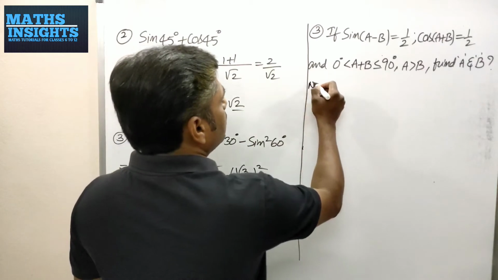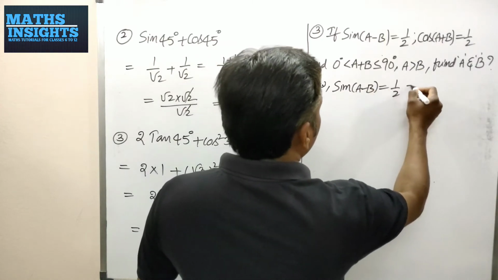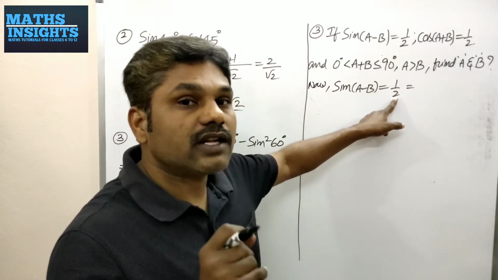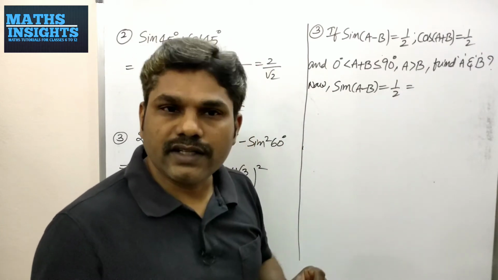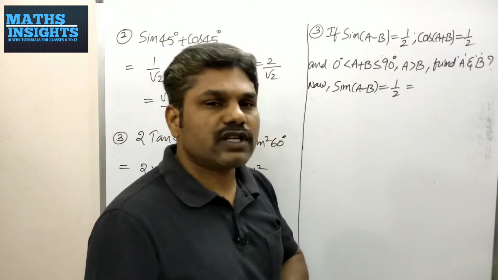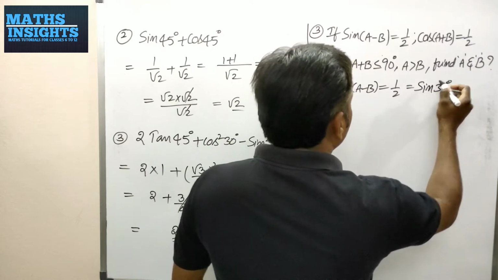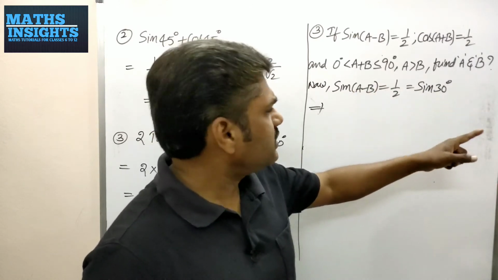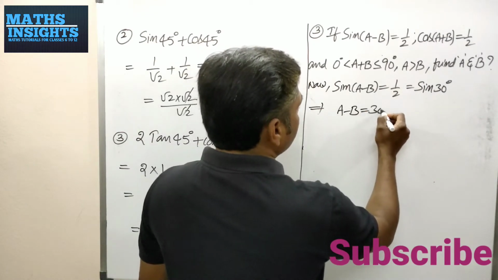Now I will take sine A minus B is equal to, they have given 1 by 2. You have to write this 1 by 2 as the sine of which angle. If you observe from the table, 1 by 2 is equal to sine 30 degrees. It is very important to remember the table. If you remember the values of those trigonometric angles, then it is very easy. Then that is sine 30 degrees. Therefore, sine A minus B is equal to sine 30. If I remove sine on both sides, then you will get A minus B is equal to 30 degrees.